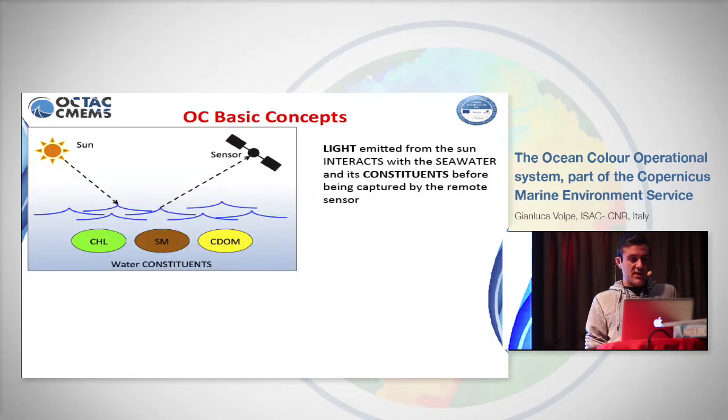So let's move to the ocean color basic concepts. As you know, light emitted from the sun interacts with the seawater and its constituents, which are basically phytoplankton. We can measure phytoplankton through the chlorophyll concentration, the suspended matter, and the colored dissolved organic matter, before being eventually captured by remote sensing, obviously through the atmosphere. You have heard about the difficulties of going through the atmospheric correction step.